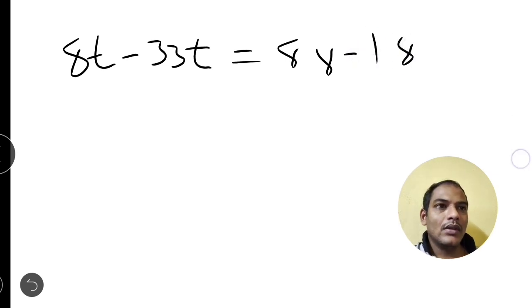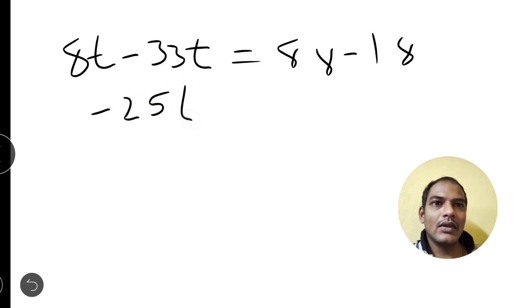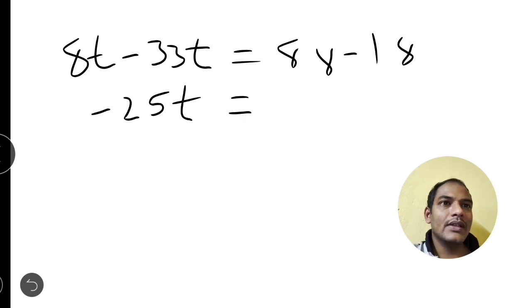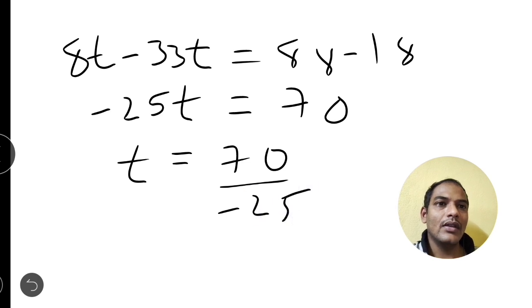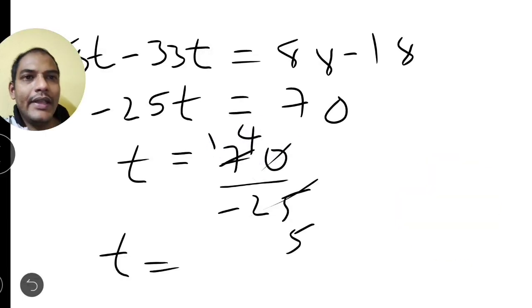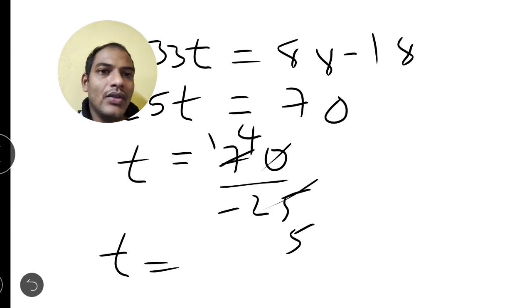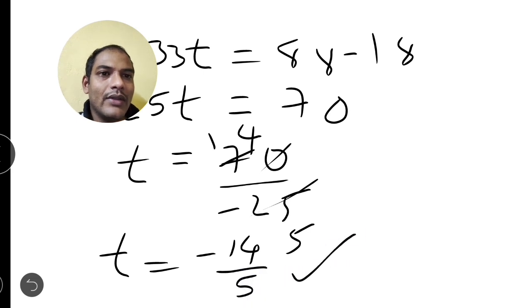So 8t minus 33t is minus 25t equals 88 minus 18, 70. Now t equals 70 divided by minus 25. 5 5s are 25, 5 1s are 5, 5 4s are 20. So then t equals, here the minus can be written in the numerator place, so minus 14 divided by 5. So our required answer is minus 14 divided by 5.